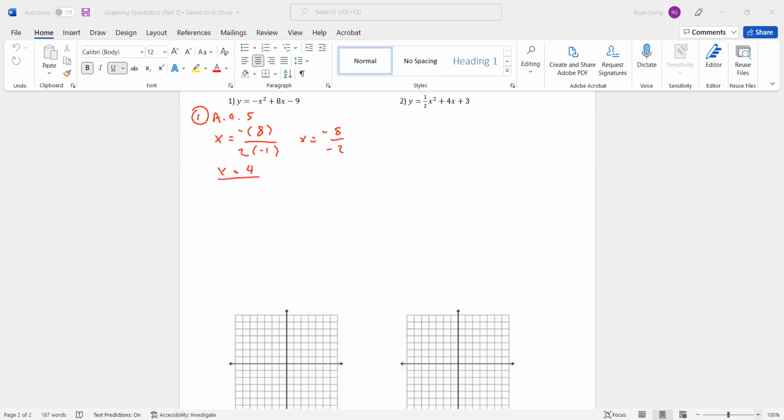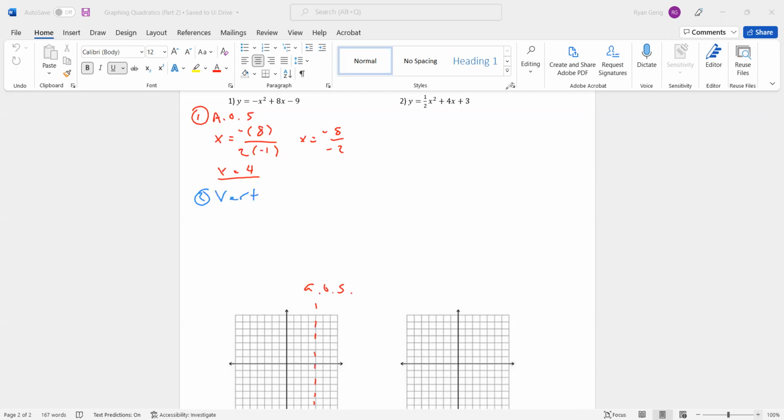All right, I'm going to go ahead and put that on the graph, X equals 4. That is my AOS. Before I go any further, is this one going to open up or down? You should know that it's going to open down because of the negative A value. That's from lesson 1.